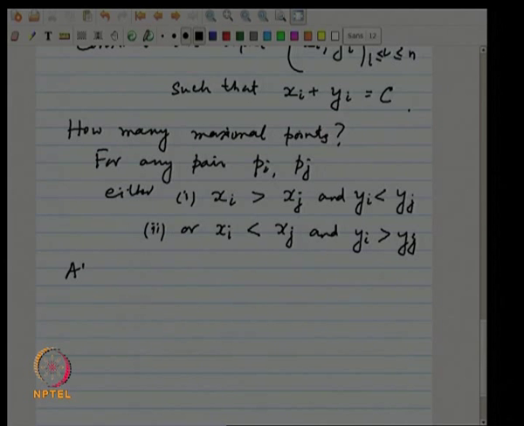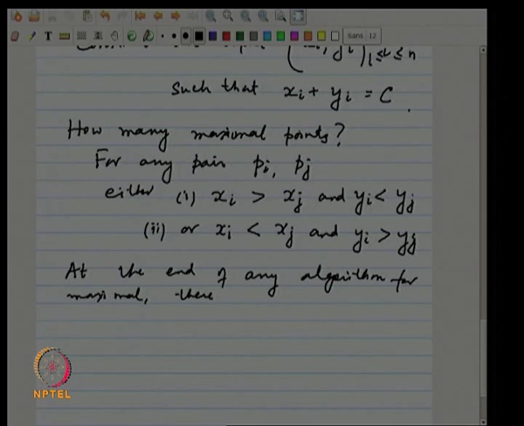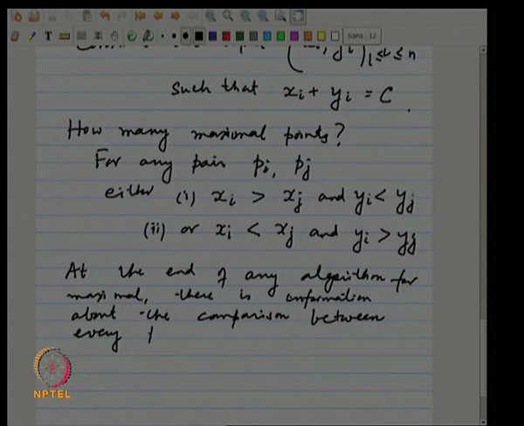and therefore, the lower bound for sorting should apply here. So, at the end of the algorithm, of any algorithm basically, we can sort without any further comparisons.